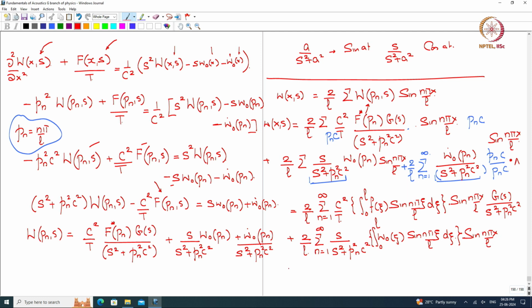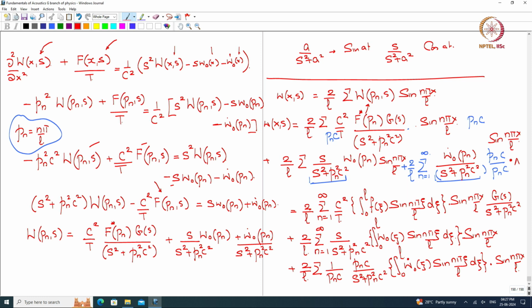Okay. In the last one I have 2 over L summation, 1 over p n into c, p n into c by s square plus p square n c square, integral 0 to L w dot 0 of xi sine n pi xi over L d xi, and again if I enclose it, sine n pi x by L.